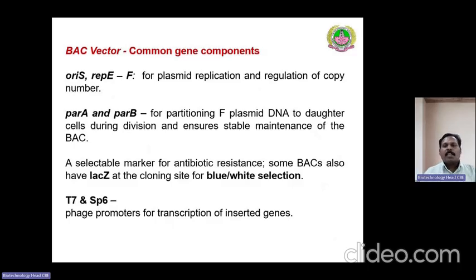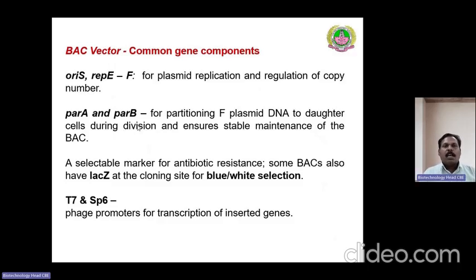So the BAC vector or bacterial artificial chromosome vector contains some gene components, which include the ori region, that's the origin of replication for replicating the DNA, as well as repE and the F factor for regulating the copy numbers during the multiplication. As we said, it contains the partitioning plasmid DNA. parA and parB are the genes that are present in the F plasmids that will help partition the F plasmids to the daughter cells during the division. So they will ensure the stable maintenance of the bacterial artificial chromosome while partitioning the copies equally to the daughter cells.